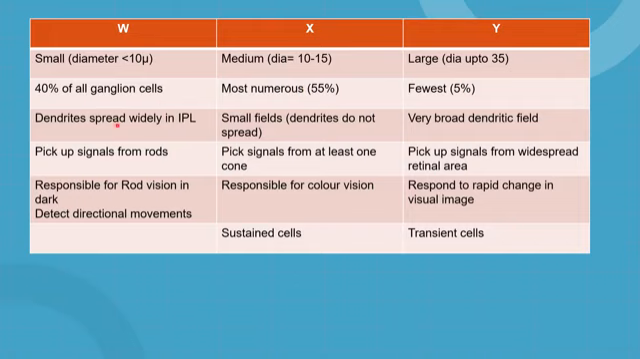And the W ganglion cells have dendrites widely spread in the pigment layer, X have small receptive fields, and their dendrites do not spread, and Y type cells have very broad dendritic fields. W pick up signals from the rods, X pick up signals from at least one cone, and Y pick up signals from a widespread retinal area. So W are responsible for rod vision in dark and detect directional movements, X are responsible for color vision, and Y respond to rapid change in visual image. So X are sustained cells and Y are transient cells.